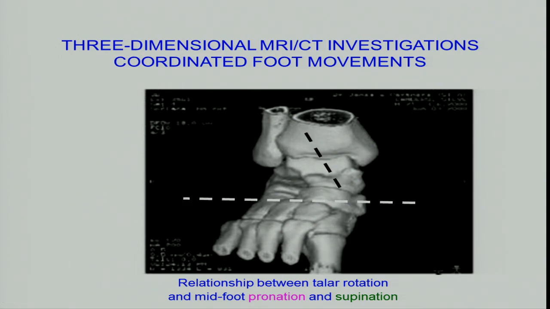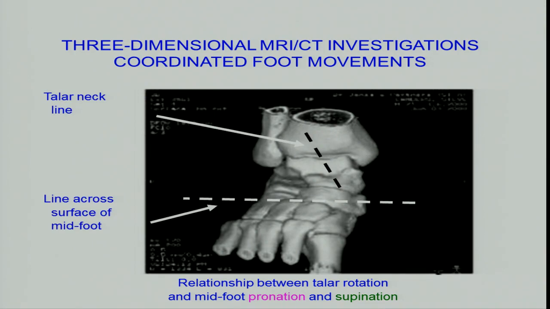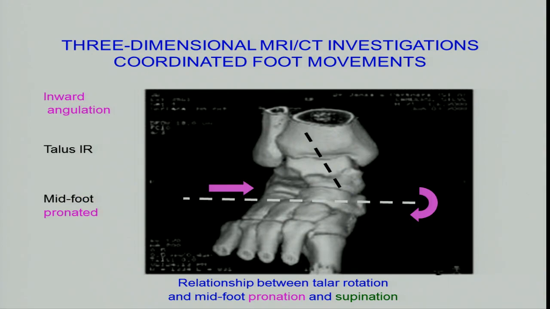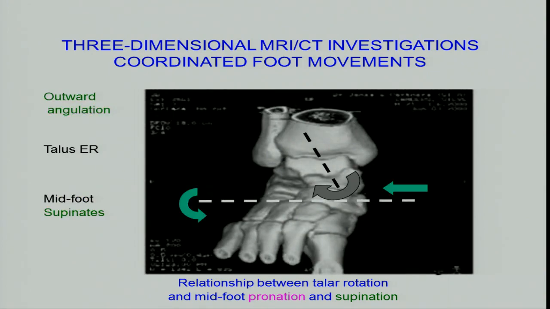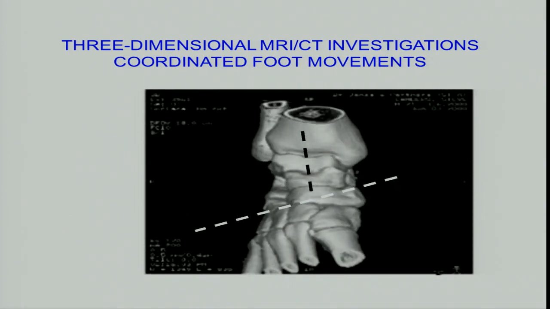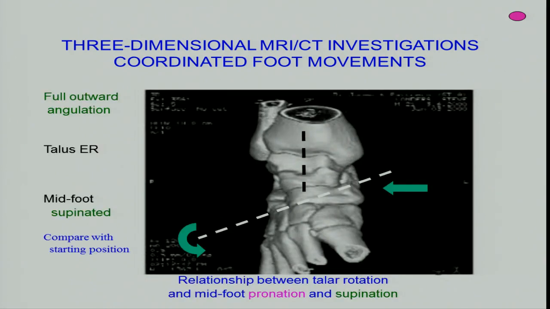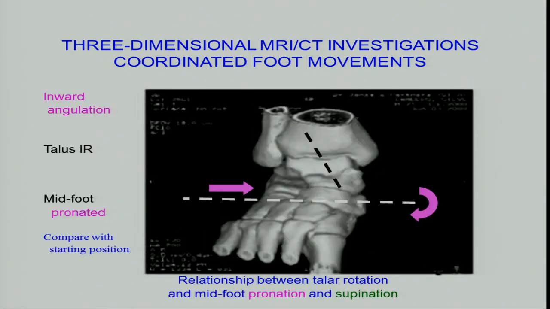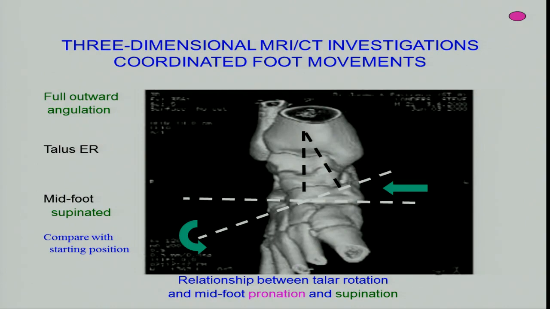Navicular is on the end of the talus, which is fully internally rotated. That's a line across the surface of the midfoot. The foot is fully pronated. You can see that the midfoot supinates as the talus externally rotates. And that's the range of movement.